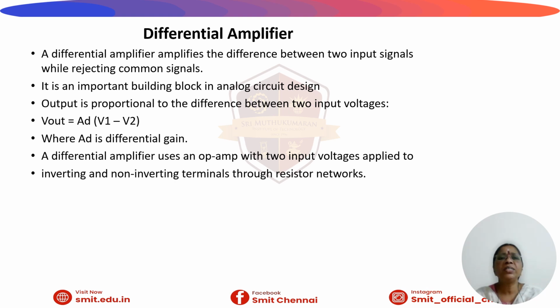The differential amplifier uses an op-amp with two input voltages applied to the inverting and non-inverting terminals through a resistor network. Unlike the inverting and non-inverting amplifier configurations, here two voltage signals are given to the two input terminals to provide the difference between the output voltages.